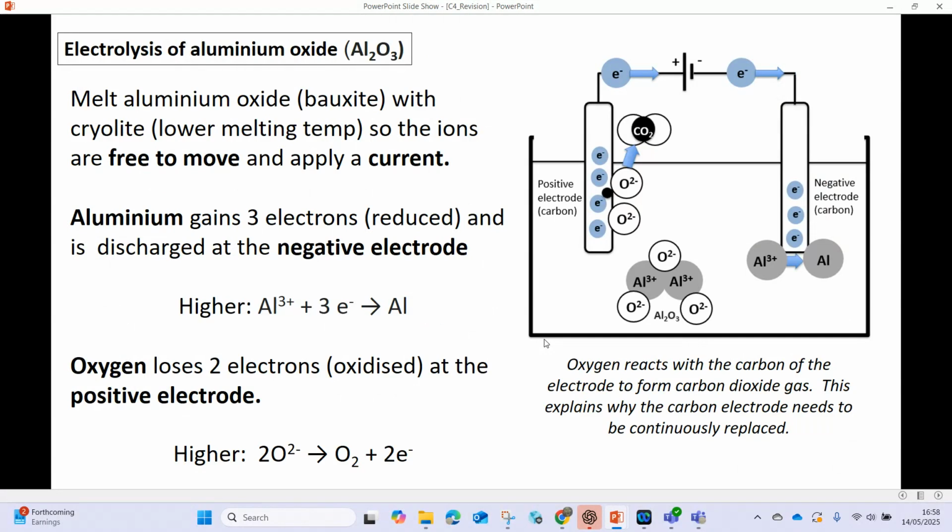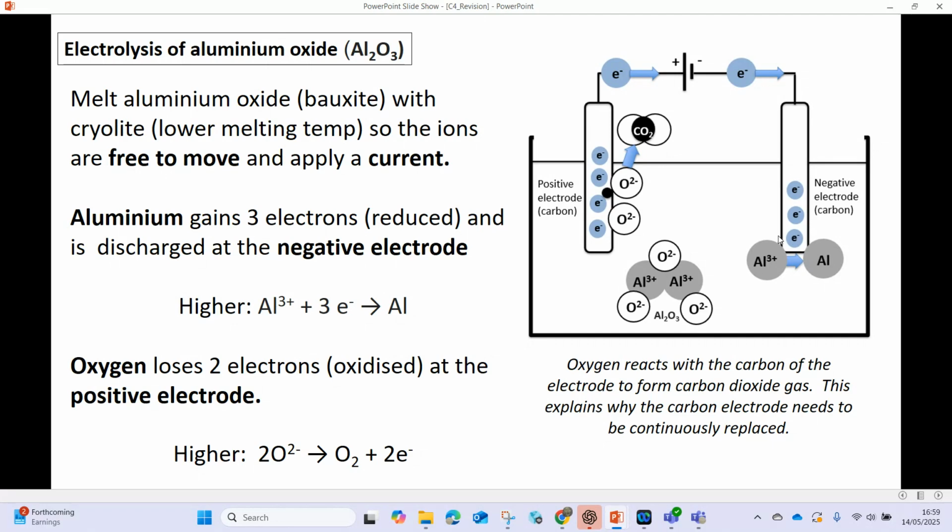So here's an example, a diagram, again, where we can see those ions and atoms and what happens in electrolysis of aluminium oxide. So the formula for aluminium oxide is Al₂O₃. And the first thing you need to do is melt the aluminium oxide or bauxite with the cryolite, which helps to lower the overall melting temperature of aluminium oxide. So the ions are then free to move and you can apply a current. The aluminium this time is our positive ion, and that positive ion will go towards the negative electrode.